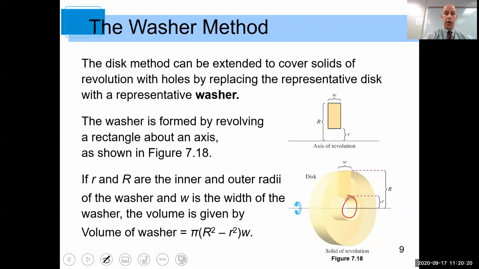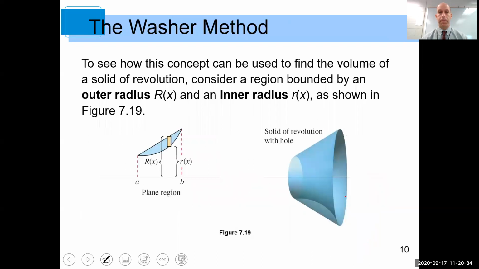so that's why we call it the washer method. And in this case, we're going to use our same formula, which is pi big R squared W, but what we're going to do is subtract little r squared, because what we're doing is subtracting out that inner radius, if you will, that smaller internal disk.